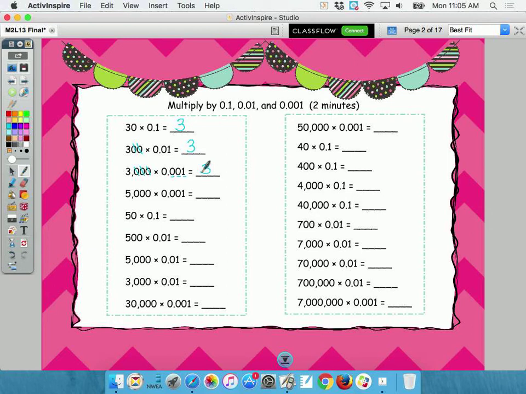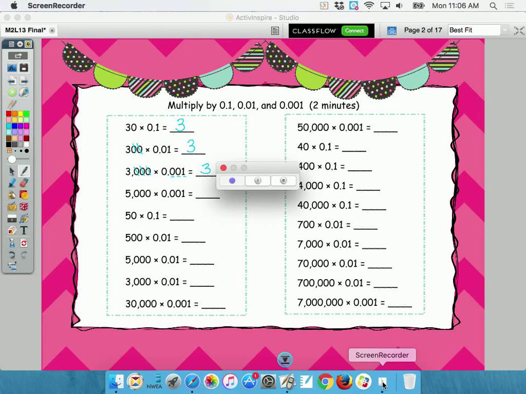All right, so go ahead and see if you can complete the rest of these, and I will pull a stick for someone to come up and write the first column and the second column.